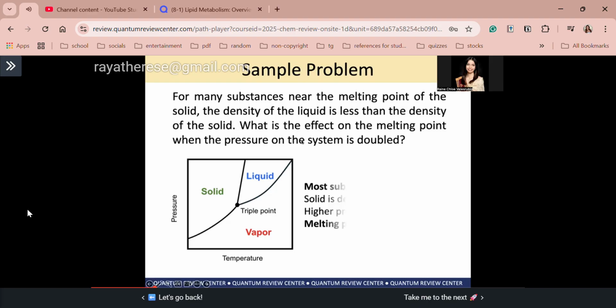So what happens with the melting point? This means, guys, that as we increase the pressure, the solid phase is more favored. So in order to transform the solid phase into the liquid phase, we have to increase the temperature. We have to increase the melting point in order to transform solid into liquid. That is what it means by solid being denser than liquid. So again, we have to increase the melting point.